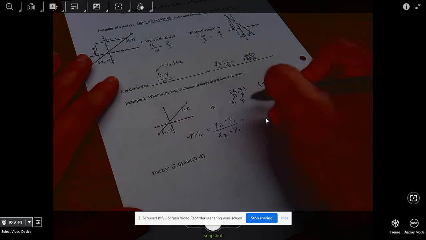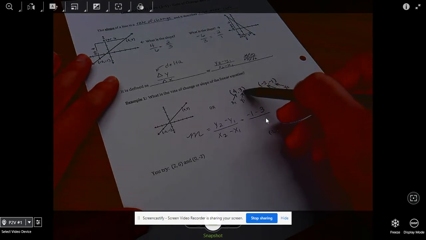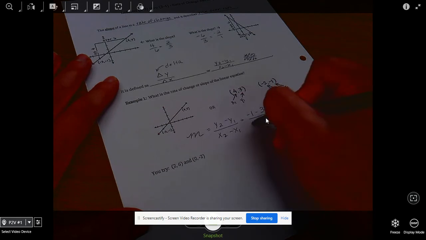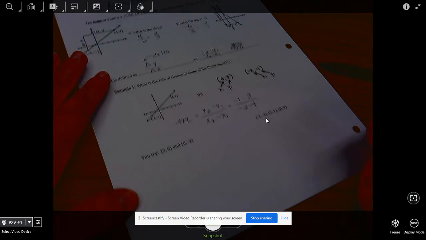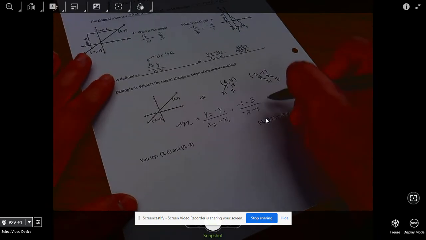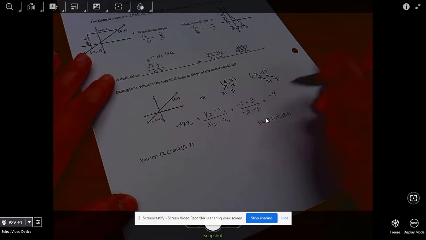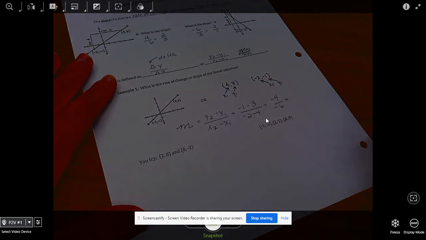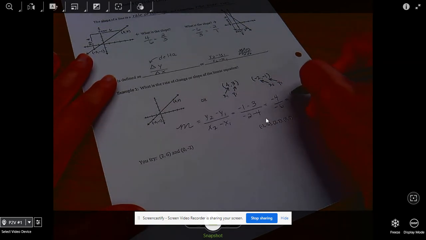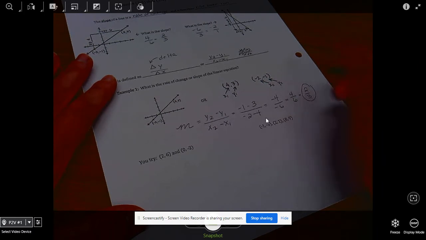So your y values are negative 1 minus 3. Be careful with the negatives. Negative 2 minus 4. If you had a negative and it was minus minus, you'd make it a plus. So negative 4 over negative 6. The negatives turn to positives, and then you can reduce by making it 2/3. So our slope is 2/3.